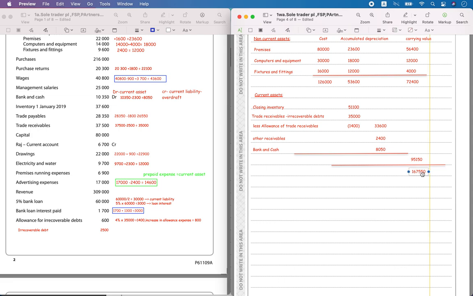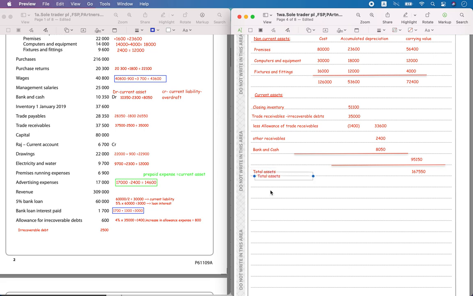You can enter it in the calculator. So that is nothing but the total assets which we have got: total non-current assets at the carrying value plus the current assets. That will be the total on the statement of financial position. Now let's proceed to the next part.